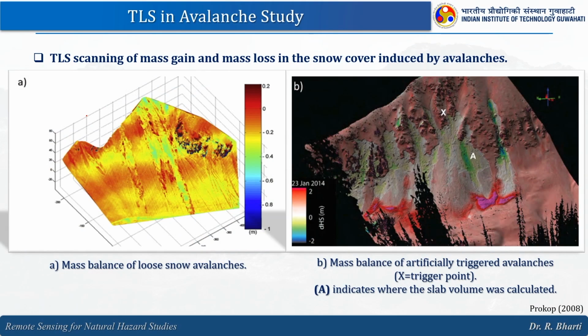So, here you can see the output of TLS scanning of mass gain and mass loss in the snow cover induced by avalanches, right. Now, you might be wondering how it is different from landslide, because in both the processes it is the mass which is coming down the hill slope, right, under the influence of gravity. So, how it is different?